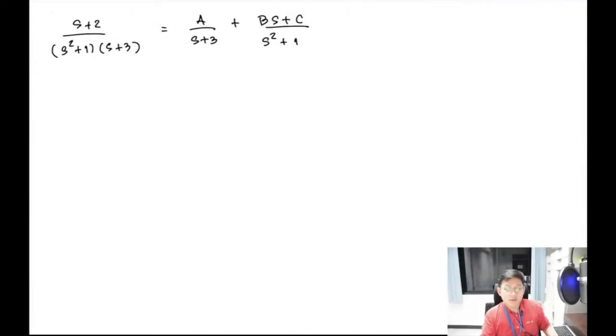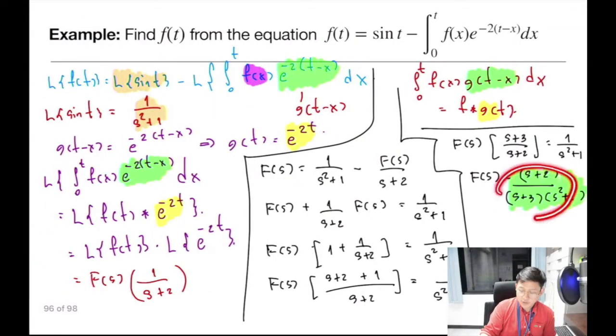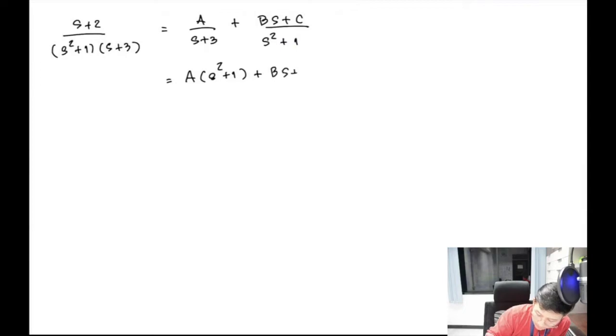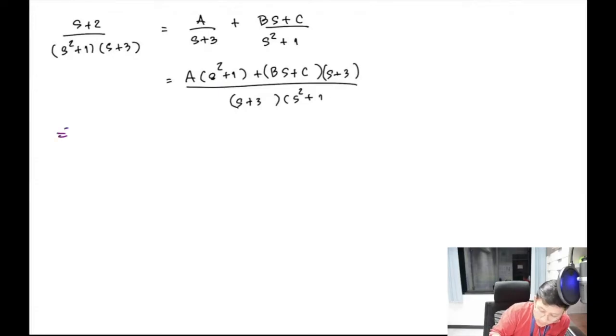Okay, so basically we want to do the partial fraction for this term. And how to do that, guys? Here it would be A over (s plus 3) plus (Bs plus C) over (s squared plus 1). So we have s plus 2 equals A(s squared plus 1) plus (Bs plus C)(s plus 3).